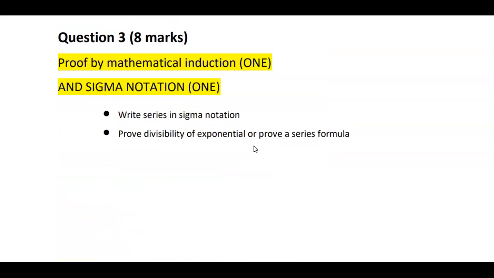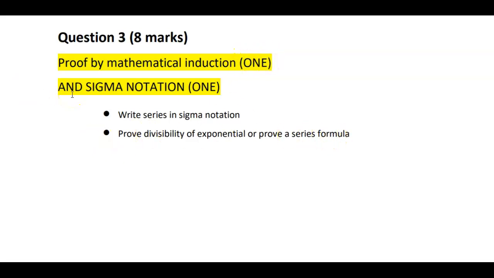Question 3. You're going to get one mathematical induction question, and that question comes from over here. They might give you a proof by divisibility of an exponential or proof by a series formula. Look at the past papers. For proof by divisibility of an exponential, they might say prove that 2 times 5 to the power of n is divisible by 4, for example. Then you have to prove it. Then they might give you a series, a number pattern, that equals n times (n plus 1) over n. That's the formula, but you have to prove it. So that's 2 ways mathematical induction is tested, and there's only one from these 2 ways.